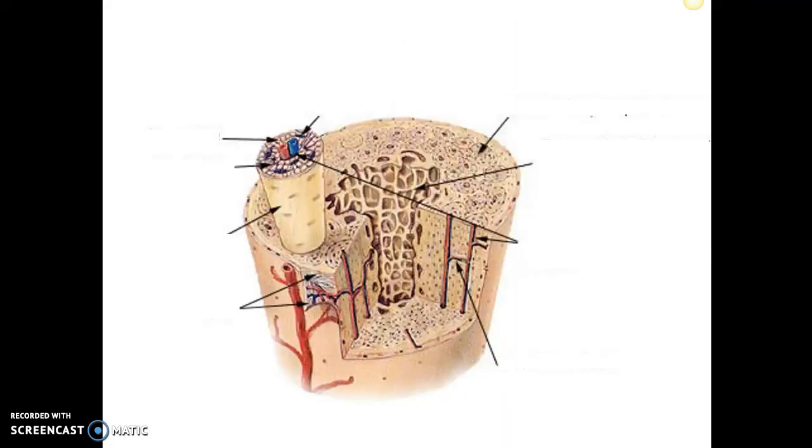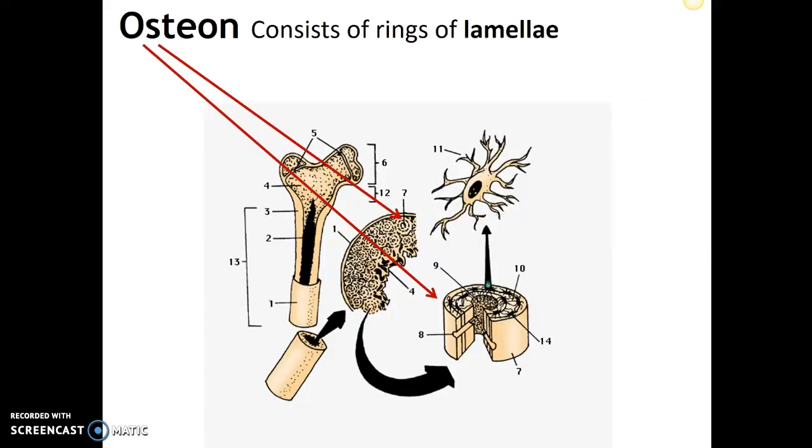Rings of lamella. Lamella, again, think of laminate. When you laminate something, you're putting a sheet of plastic on top of it. In this case, you're putting a sheet of bone around the central blood vessel, kind of like tree rings.